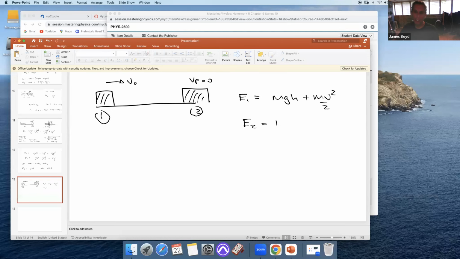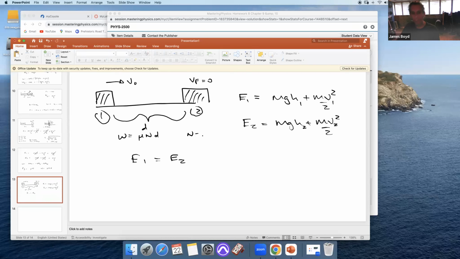Energy 2 is mgh plus mv squared over 2. Now we can set those two things equal. Energy 1 is equal to energy 2. However, we have to account for the work of friction as it slid to a stop. So it slid some distance d, and there was a work of friction, mu N d, in this range.